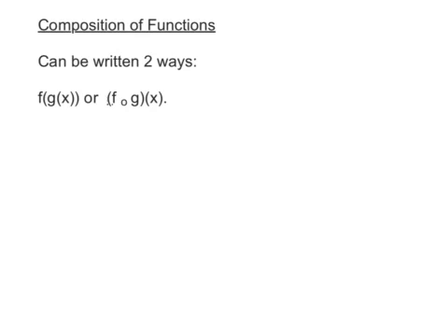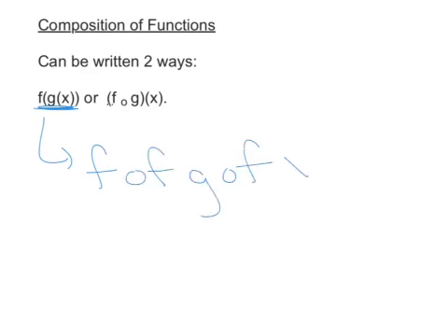So the first one is this f and then parentheses g of x. And you read this f of g of x. That's how that's read. F of g of x.